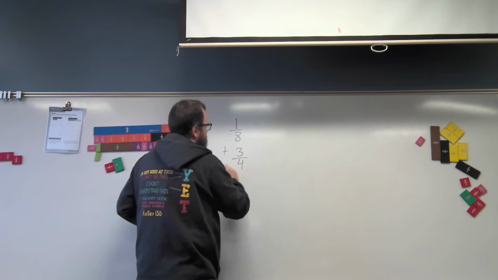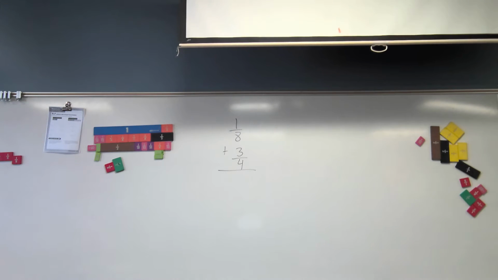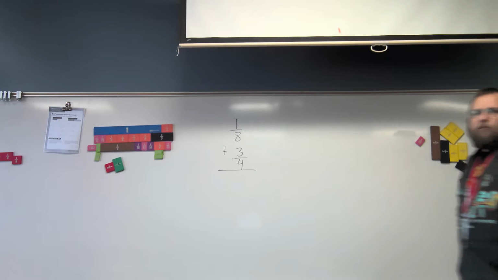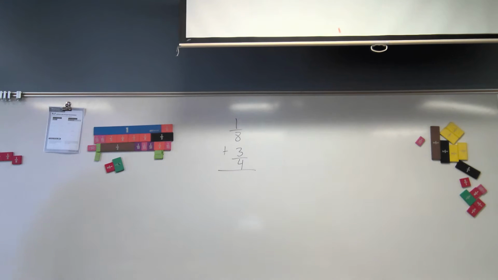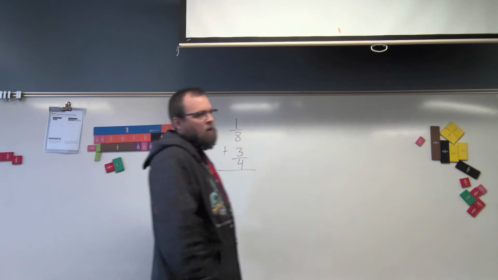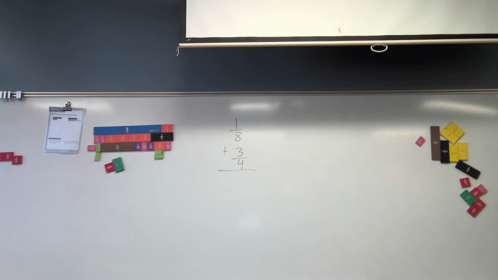Zane, can I add these two fractions together the way they're currently written? No. Why not, Zane? Because they're not the same denominator. Good. They are not the same denominator. I need to find a common denominator for these two fractions. Soraya, how would you find a common denominator? Something that they can both multiply to. Okay, something they can both multiply to.